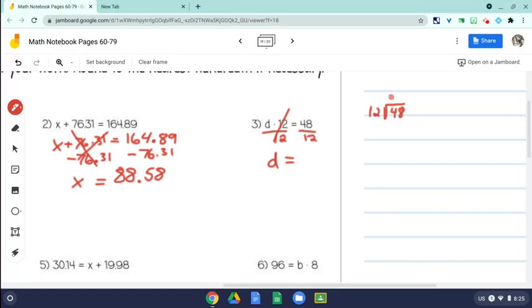Now 12 goes into 4 0 times. So how many times does it go into 48? I'm assuming 4. So I'm going to do 12 times 4 on the side. 2 times 4 is 8. 1 times 4 is 4. So 4. So d equals 4.